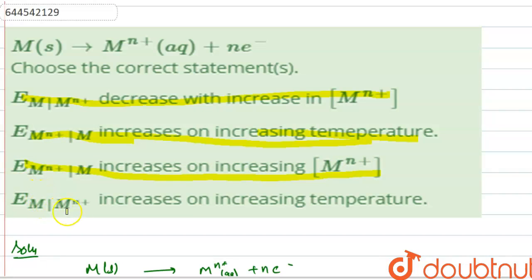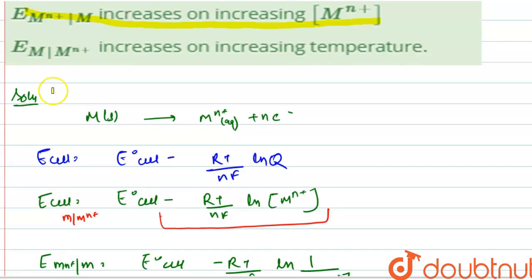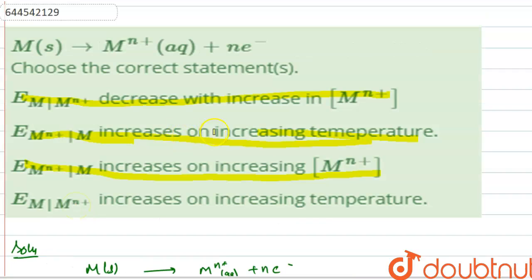And last is E of M to M^n+ increases on increasing temperature. So for option D, we have to consider this equation. If we increase the temperature, the negative part will increase, thus decreasing this E of cell. So option D is not the correct option, and we have options 1, 2, and 3 as the correct options.